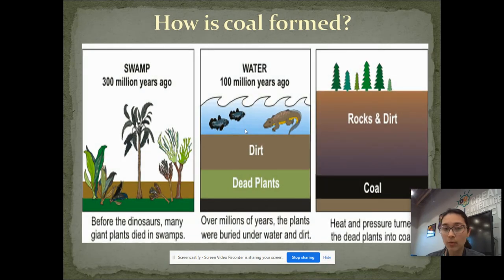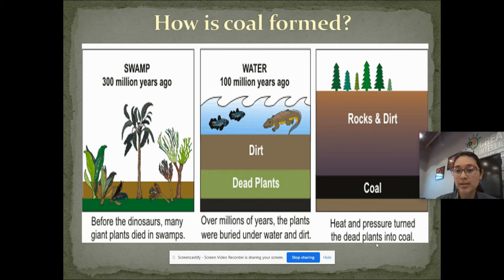We've seen this before. How is coal formed? Before the dinosaurs, many giant plants died in the swamps. Over millions of years, the plants were buried under water and dirt. So these are the dead plants here. They got buried under the dirt and water over a million years ago. Then the heat and pressure turn these dead plants into coal. Once it gets closer to the earth's core, it gets hotter, and then of course more and more dirt and rock on top of it creates pressure and turns it into coal.